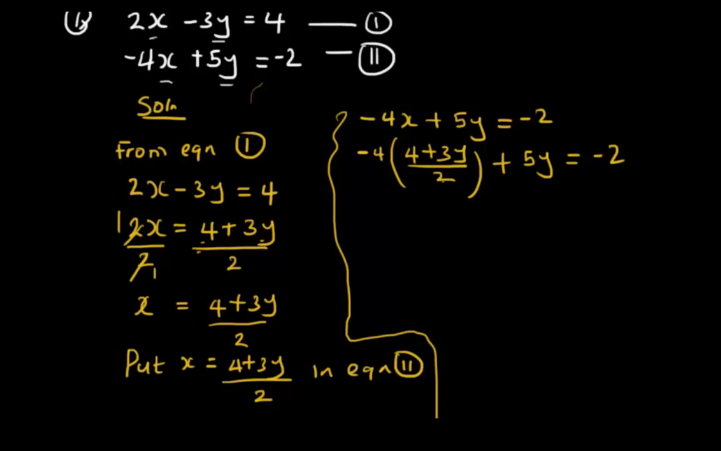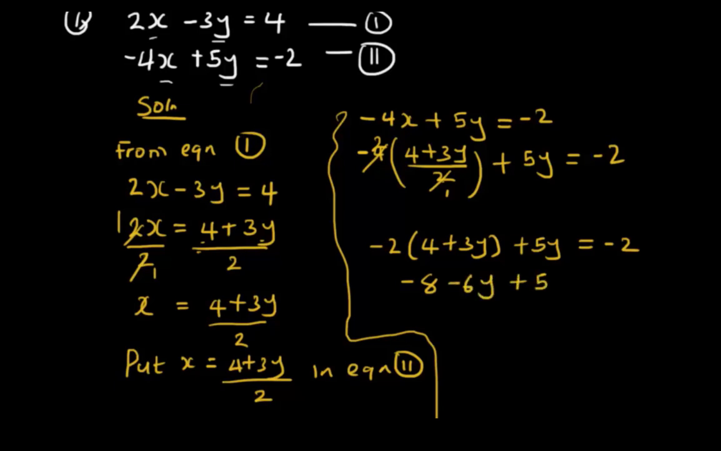Now 2 can go into 4. Remember, a bracket is the same thing as times. So I have 2 here 1, 2 here 2. So I'm having minus 2 into bracket 4 plus 3y, then we have plus 5y equals minus 2. Let's open this bracket. Minus 2 times 4 will give us minus 8. Minus 2 times plus 3y will give us minus 6y, plus 5y equals minus 2.